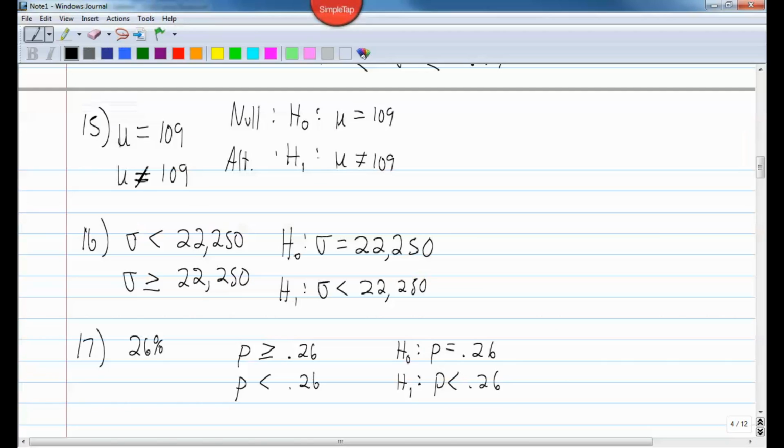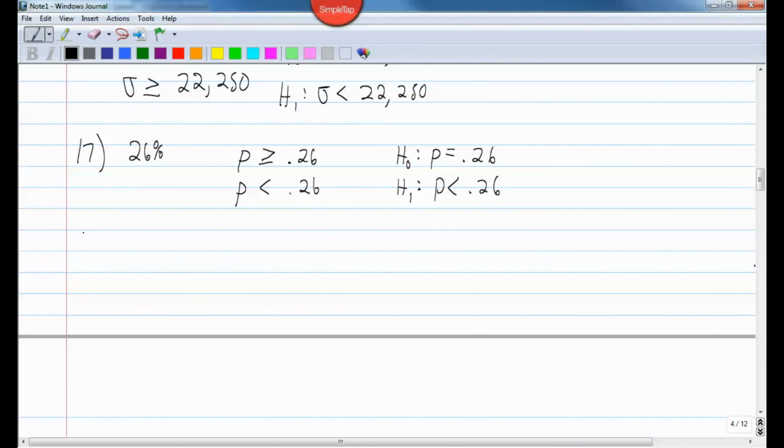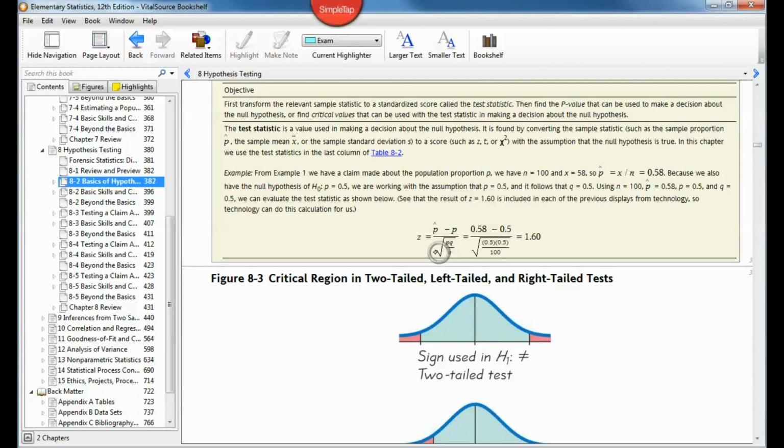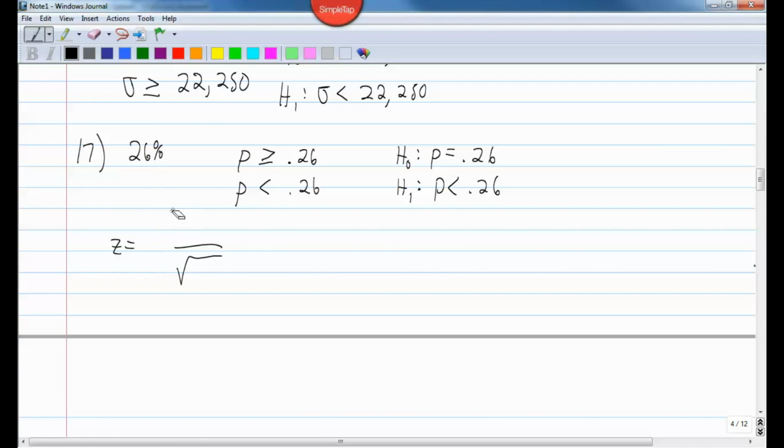All right. So our test statistic is P hat minus P over the square root of P times Q over N. The square root's on the bottom. P hat comes from the sample. This P is a population proportion. And this Q is like a success and a failure. N is the total number.